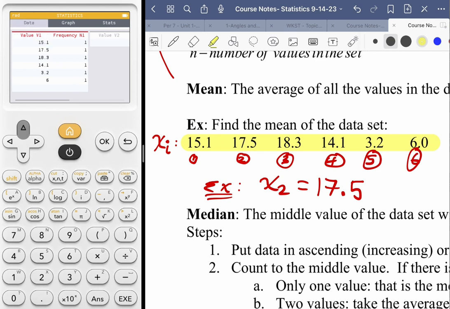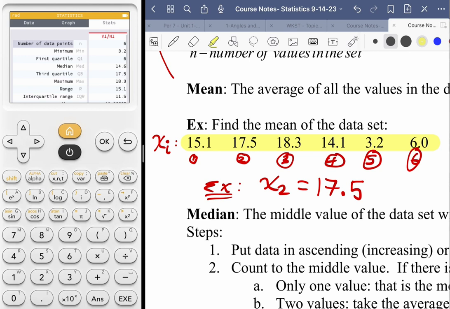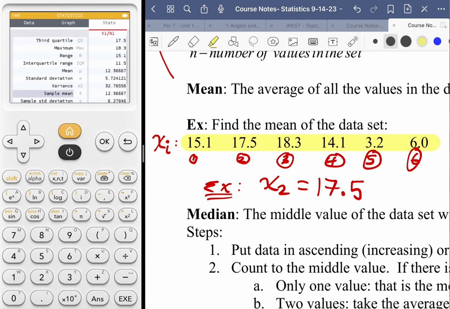So anyway, we go right up to that column heading. I'm going to go over to stats. I'm going to select OK. Now I mentioned before that there's an X bar in this list. So I'm going to go down and find it. X bar, sample mean, right? The question here just said find the mean of the data set. It's implied that the data set is a sample, but I could be a little bit more specific about that. So I would say find the sample mean.